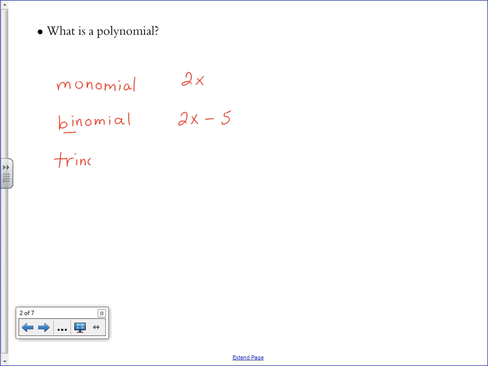A trinomial is an algebraic expression that has three terms in it. Tri, like a tricycle that has three wheels. And that might be something like this. Three terms connected by addition or subtraction.